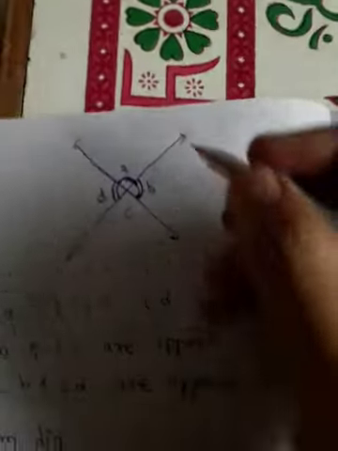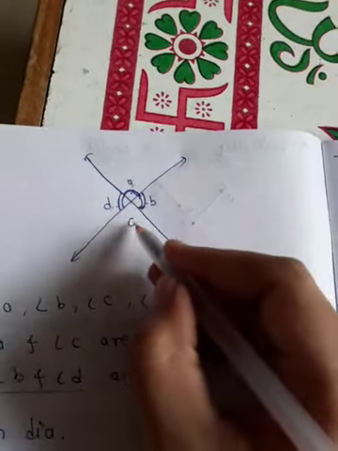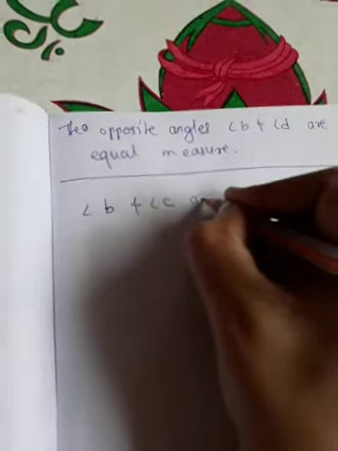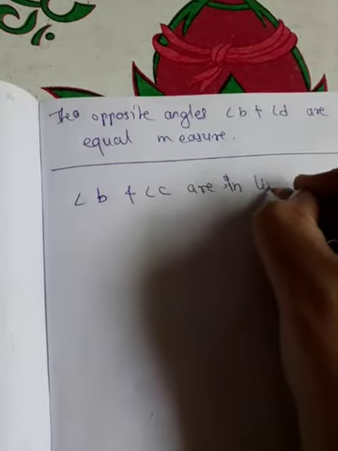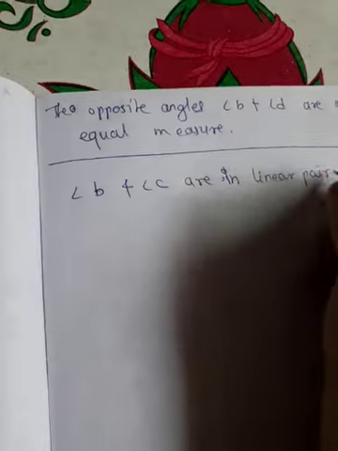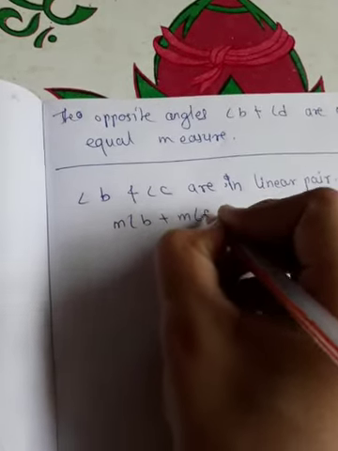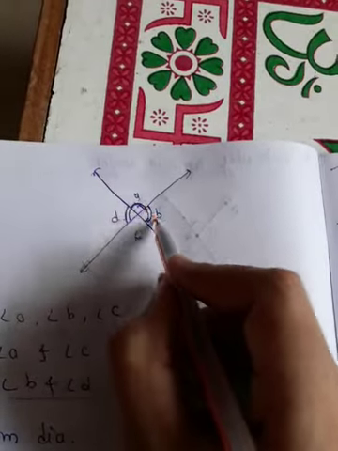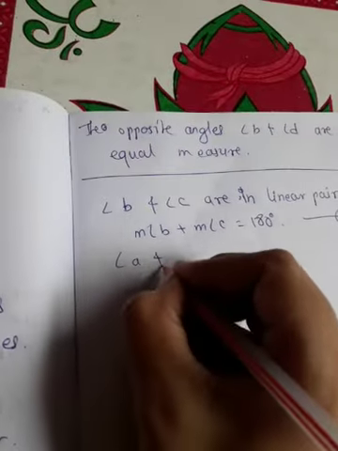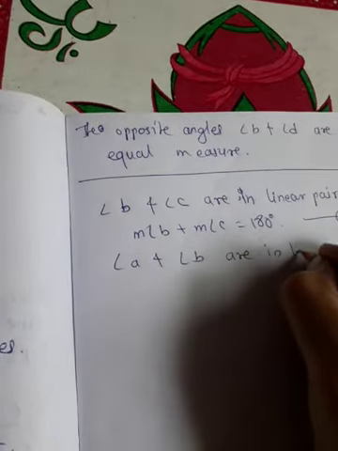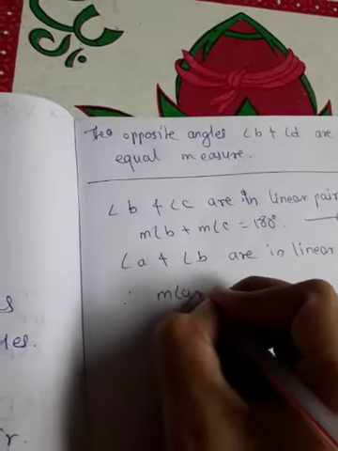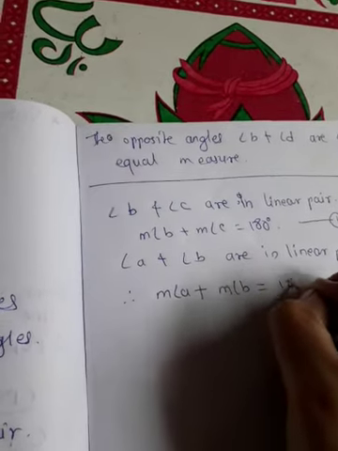Now again, by the diagram, angle B and angle C are in linear pair. Okay, so the sum of their measures will be 180 degrees. And also angle A and angle B are in linear pair. So therefore the measure of angle A plus the measure of angle B is equal to 180 degrees.